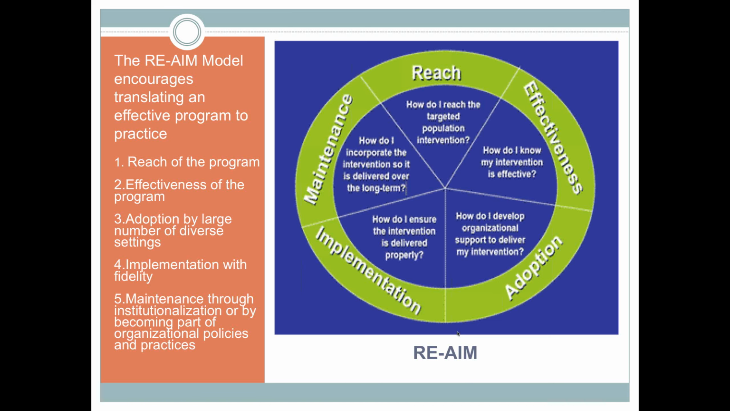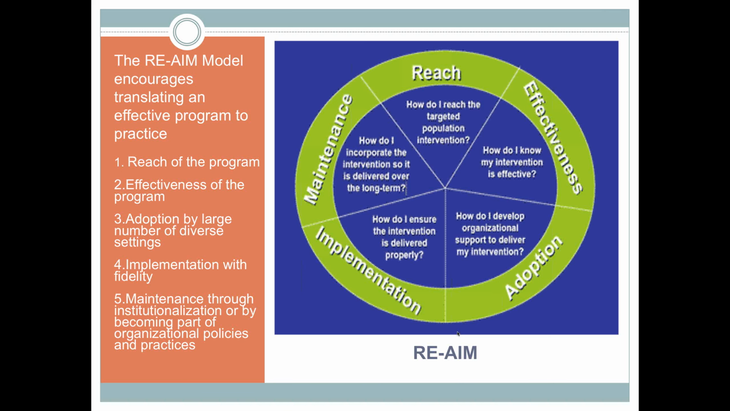So the stages of this model are looking at the reach of the program. So how do I reach the targeted population? Looking at the effectiveness. How do I know my intervention is effective? Looking at adoption by a large number of diverse settings. So moving out from just one program, one catchment area, and looking at how organizational support is developed in order to deliver the intervention in a variety of settings.